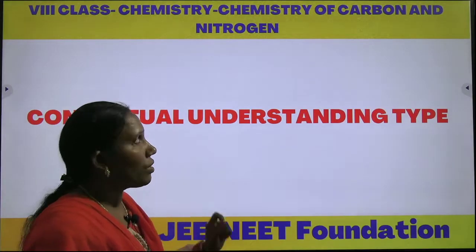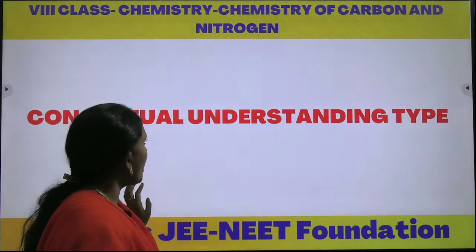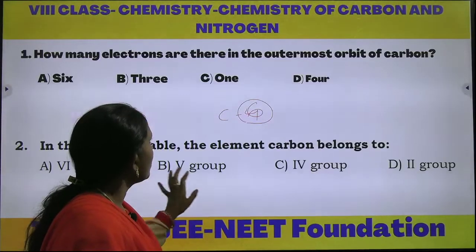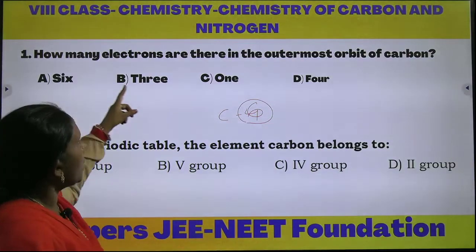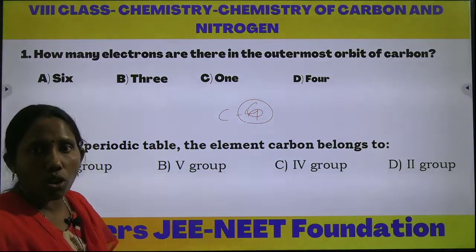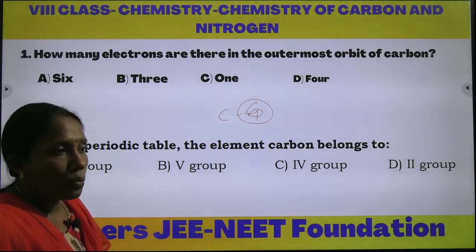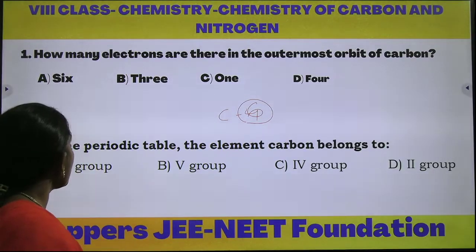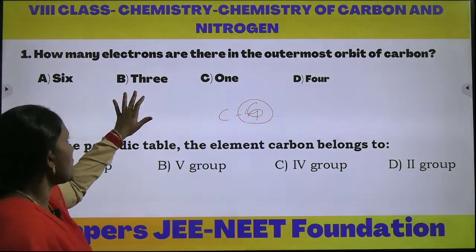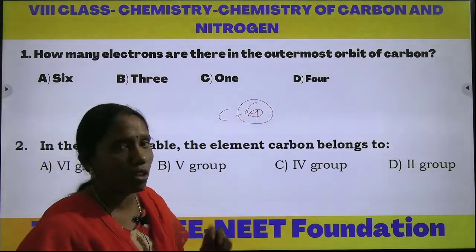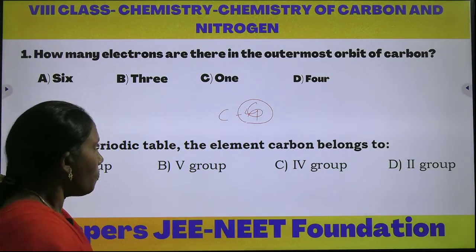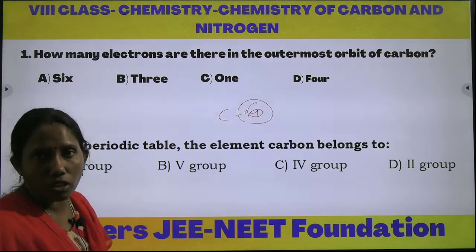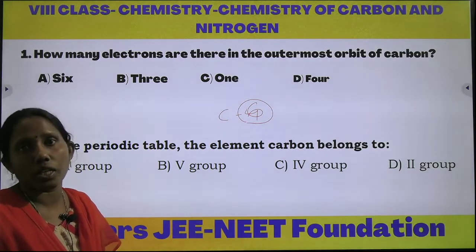In chemistry of carbon and nitrogen chapter, coming to the first one. How many electrons are there in the outermost orbit of carbon? The options are: first option 6, second option 3, third option 1 and fourth option 4. Before starting this one, first of all we should know the atomic number of carbon and the electronic configuration of carbon.